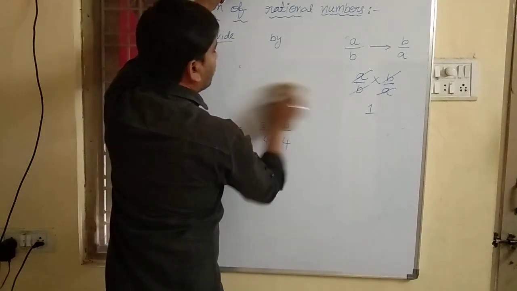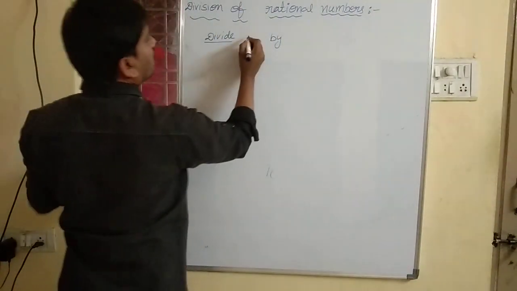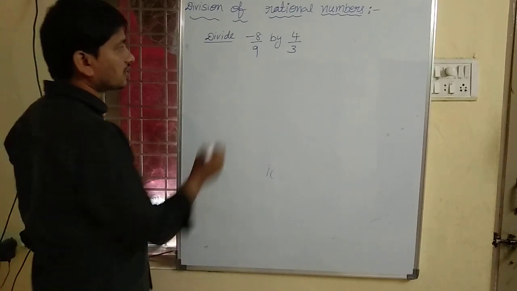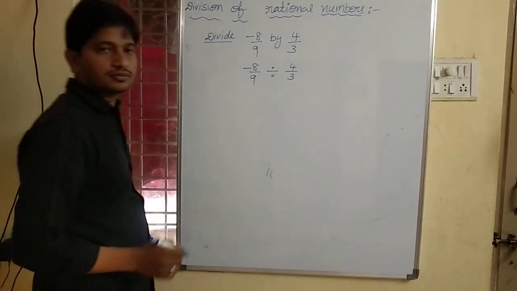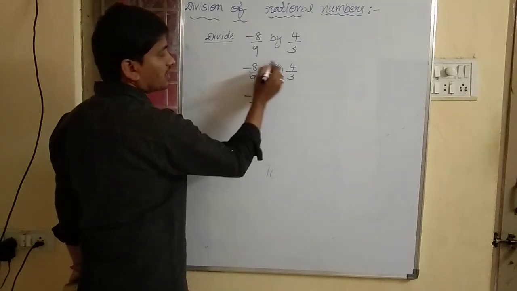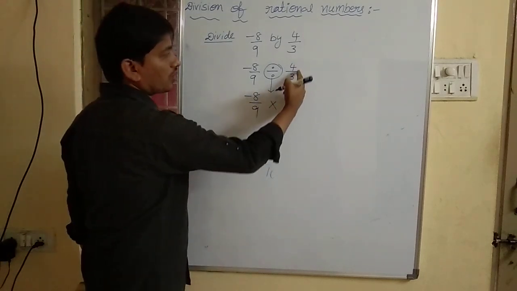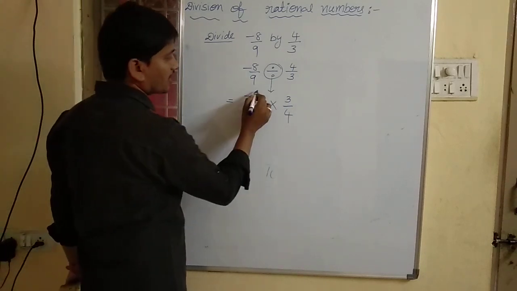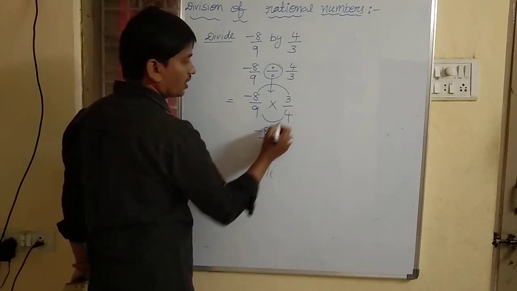Let us divide minus 8 by 9 by 4 by 3. That is minus 8 by 9 divided by 4 by 3. As we know, the first fraction stays as it is, minus 8 by 9. This is our division symbol. Replace it with a multiplication symbol, and the reciprocal of 4 by 3 is 3 by 4. Now multiplication of fractions: minus 8 into 3 divided by 9 into 4.